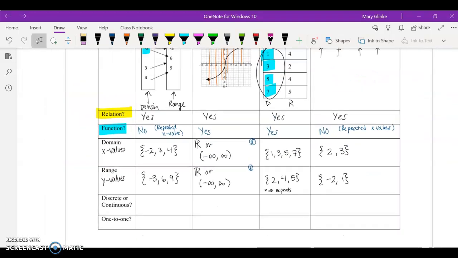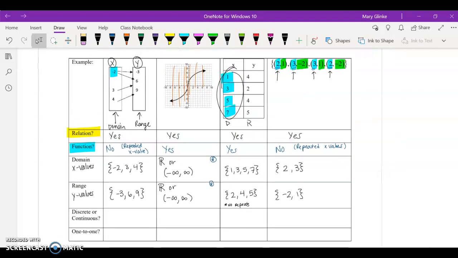So looking at these ones, discrete or continuous. This first one here, we're going to say this is discrete because you have separate points. It's a mapping, so it's just those set of points and that's it. The next one, you see the graph, you see the line drawn. This is continuous because I could actually get to all of the points on my graph by tracing the line. It's a continuous line.